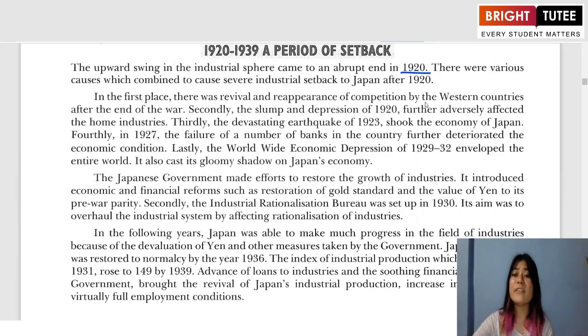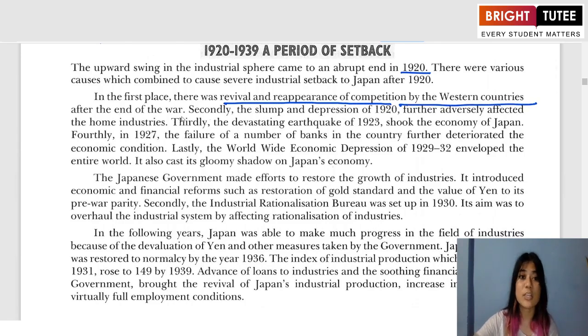Okay, and there were various reasons for this. In the first place, there was a revival and reappearance of competition by Western countries after the end of the war. So the first cause was that the competition, which during the First World War had lessened or decreased, resurfaced after the First World War. Okay, so Japan and its goods had to compete with other countries and their products. All right, so this caused an abrupt end to their industrial and commercial heights.